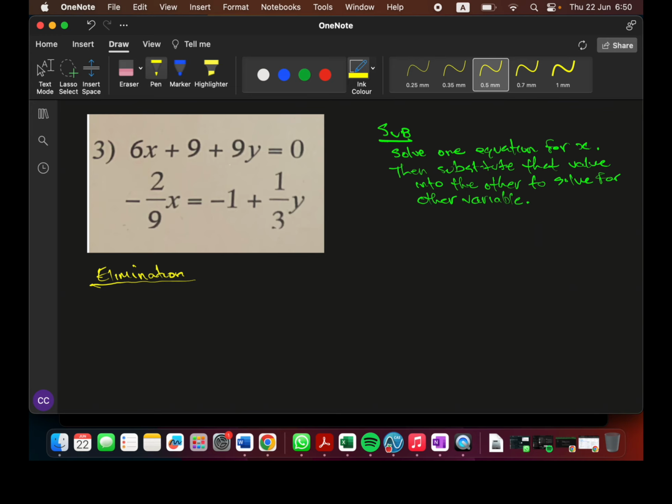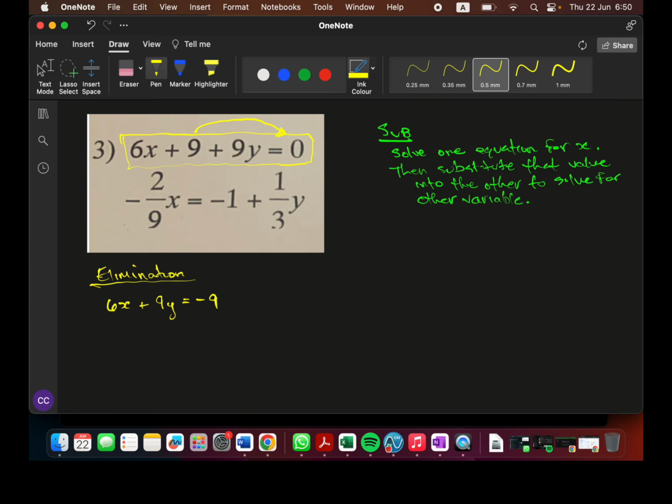So I'm just going to take this first expression and I'm going to rewrite it so it's in standard form. What that means is I'm just going to rewrite this as 6x plus 9y equals negative 9. Okay, all I've done is I've just moved this 9 over to the other side. This is just a nicer way of working with it. We tend to work in standard form.